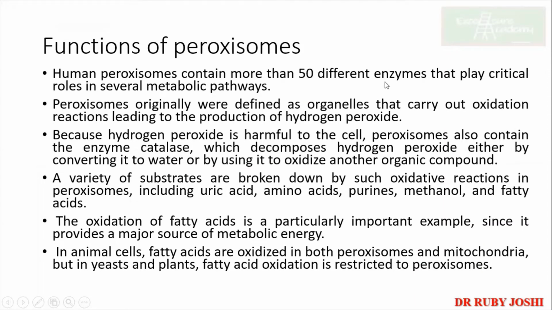So human peroxisomes have about 50 different enzymes, and they all play an important role in carrying out metabolic activities. Now, peroxisomes were originally defined as organelles which carry out oxidation reactions that lead to the production of H2O2, hydrogen peroxide. Now we know that hydrogen peroxide is harmful to the cell. So they also contain enzymes like catalase, which will decompose it into water and oxygen.